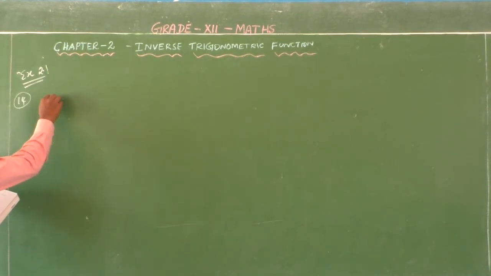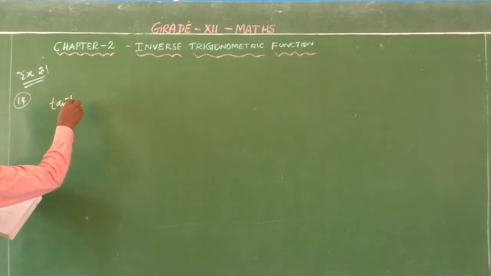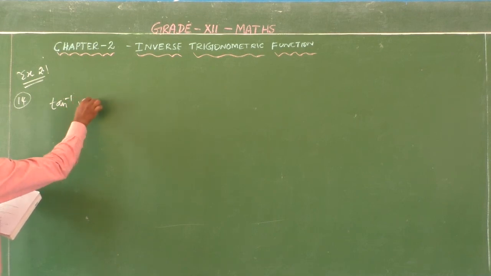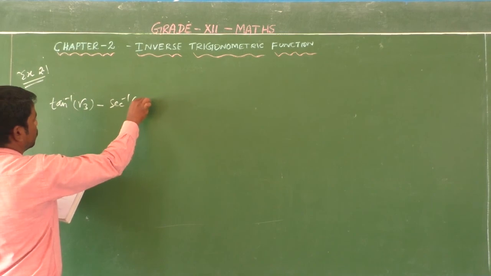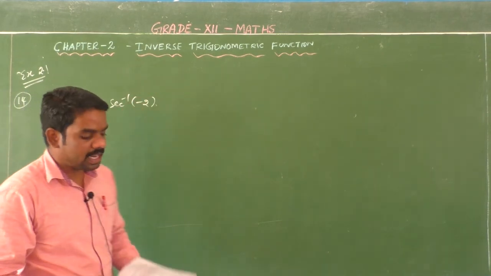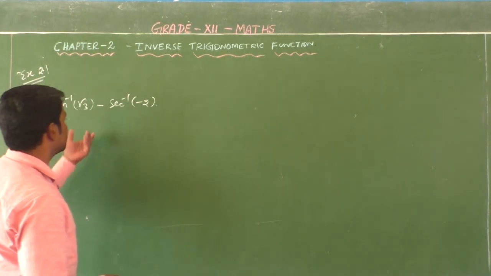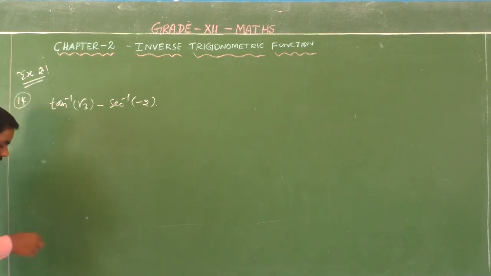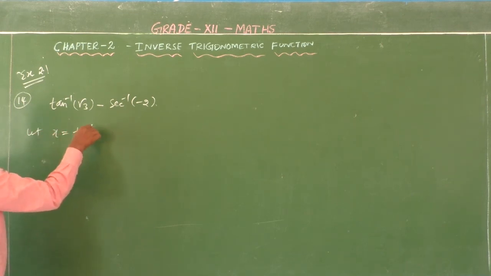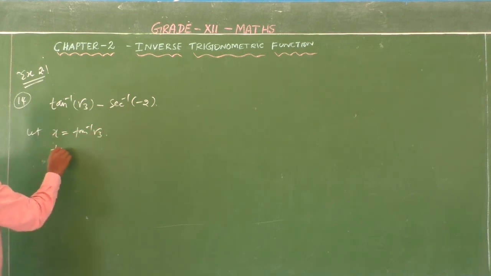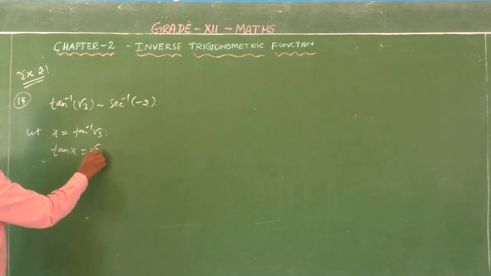Right. Listen. Tan inverse of root 3 minus secant inverse of minus 2. Find the value of this expression. So let us consider tan inverse of root 3 is x. Let x equal tan inverse of root 3. So tan x is equal to root 3.